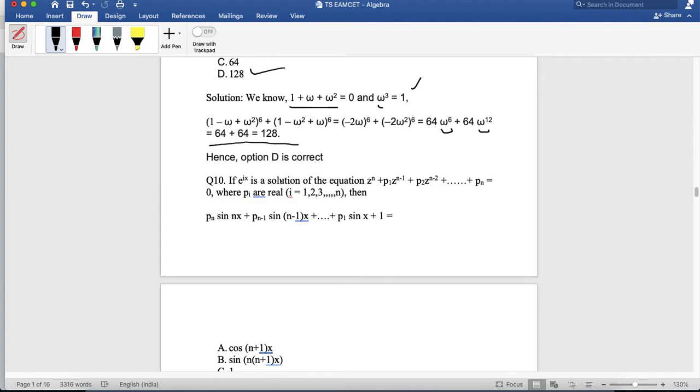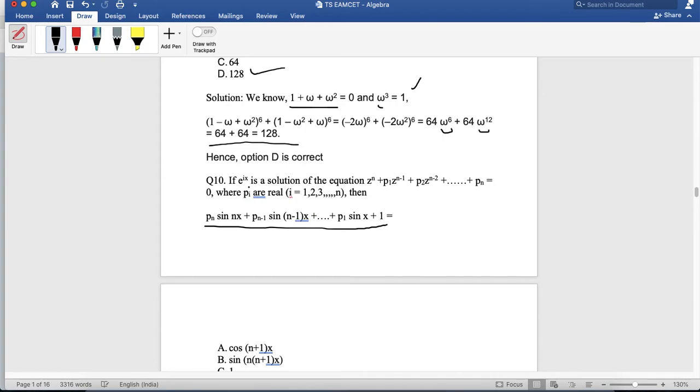Now look at question 10. If e to the power iota x is a solution of the equation z raised to the power n plus p1 z to the power n minus 1 plus p2 z to the power n minus 2 plus dot dot dot plus pn equals 0, where pi are real and i equals 1 to n, then what is the value of this expression?